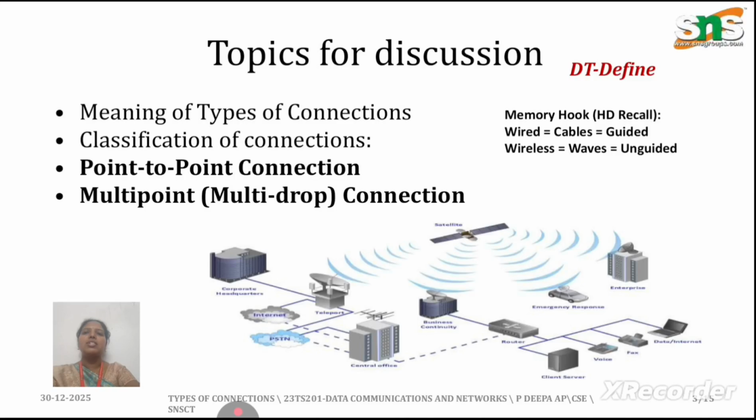A point-to-point connection is a dedicated communication link that exists between two devices. Only these two devices can use the link at that time because the connection is exclusive, so data transfer is fast and secure. Good examples are a direct cable connection between two computers or a telephone call between two people. Point-to-point connections are easy to design and manage, but they are not cost effective when many devices need to communicate.